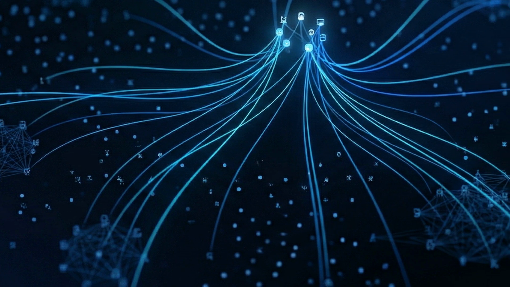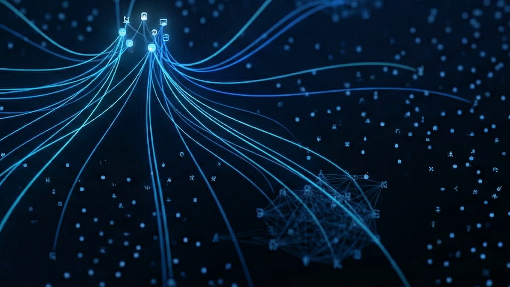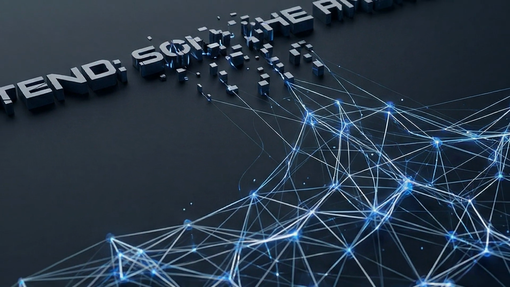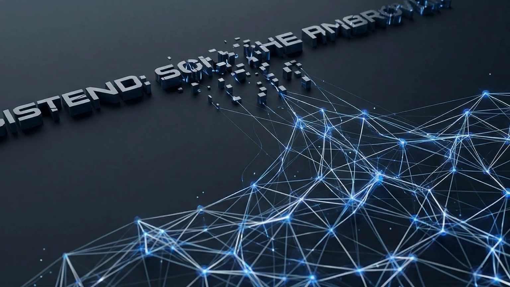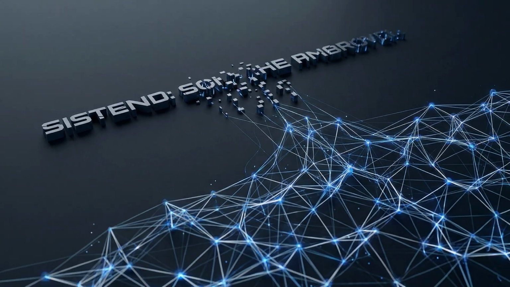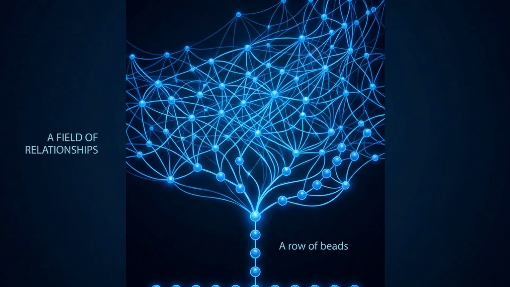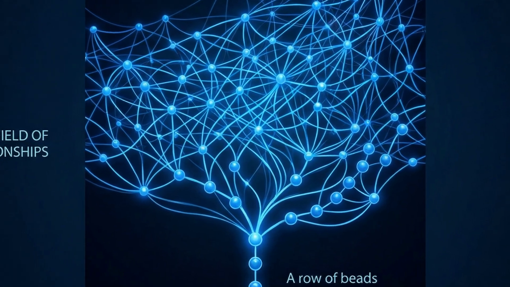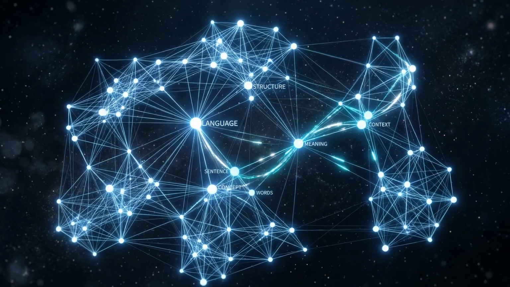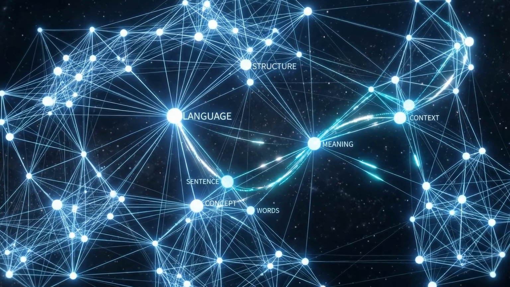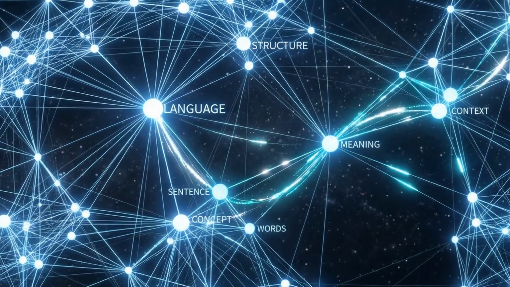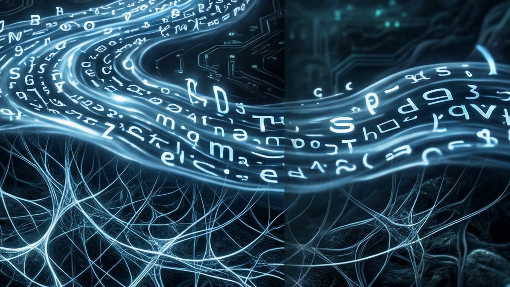It does this using something called attention. We will get to that next. For now, the important part is this. The transformer does not just see a line of words, it sees a field of relationships. A sentence is not just a row of beads, it is a web. And the transformer is good at tracing that web fast enough to make language generation look eerily fluid.